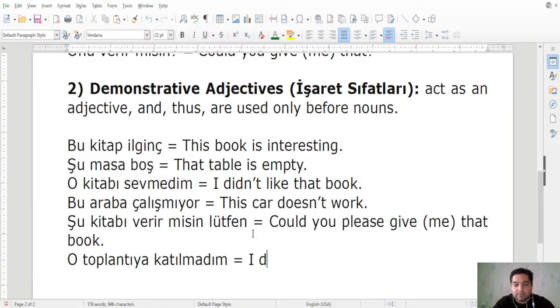I didn't attend that meeting. Of course, in Turkish it means "to that meeting". That's why we have dative case, right? O toplantıya, to that meeting. I didn't attend that meeting or to that meeting, which is verbal translation. So you basically here point to meeting, and "that" here is an adjective. Okay.